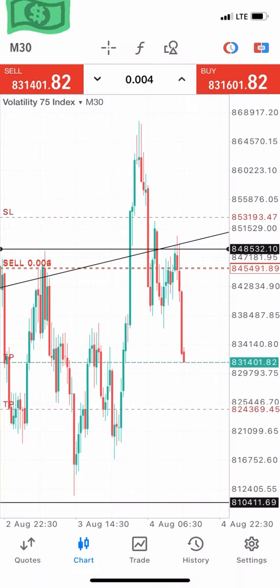Look at that, guys. We're about to smash that TP, headshot on that TP. We just did it. We just kicked out TP1. All right, this is Vix75.